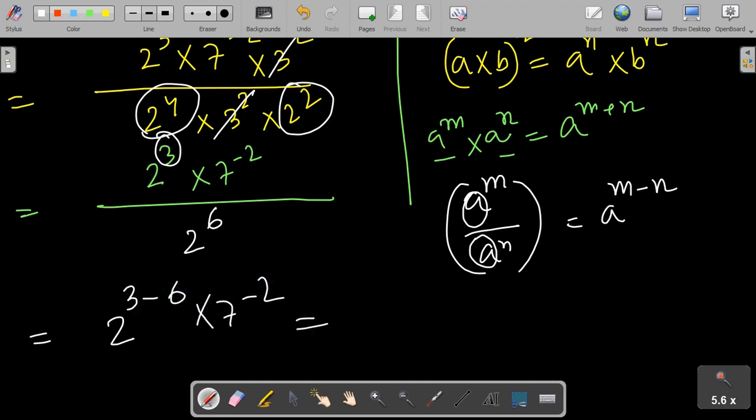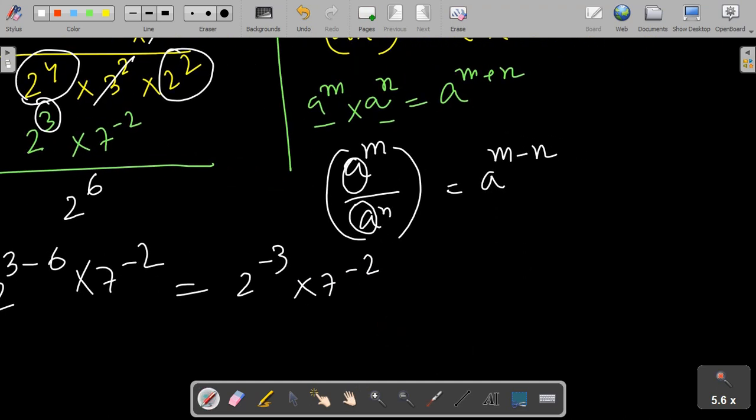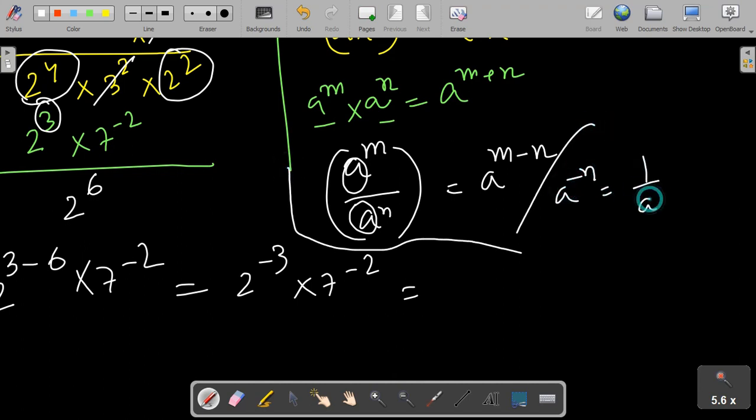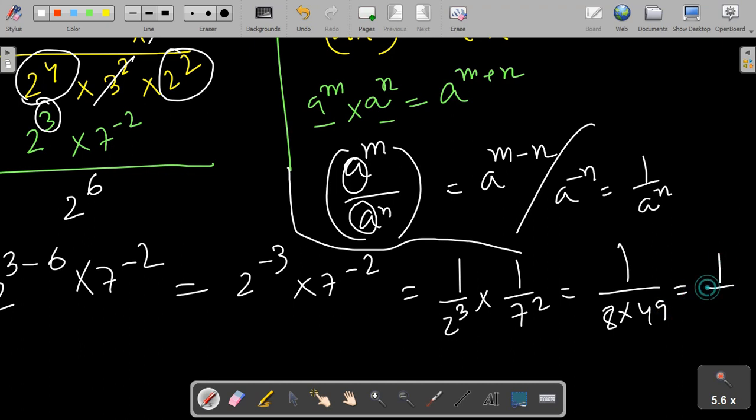So if you do the calculation, it would be 2 to the power minus 3 into 7 to the power minus 2. Next you can see that both have negative powers, so we can take them to the denominator, because we know the formula a to the power minus n is equal to 1 by a to the power n. So we'll do that same thing. It would be 2 to the power cube and 7 to the power square. So it's coming 8 into 49, which will give you 1 by 392.